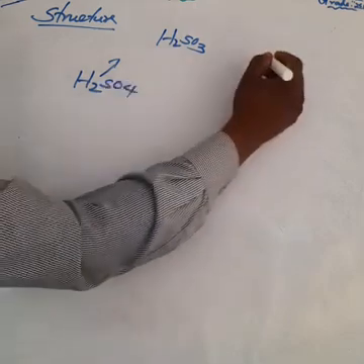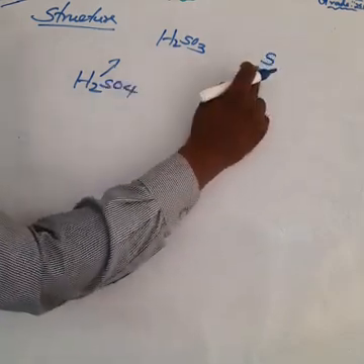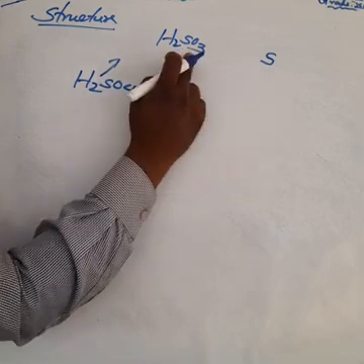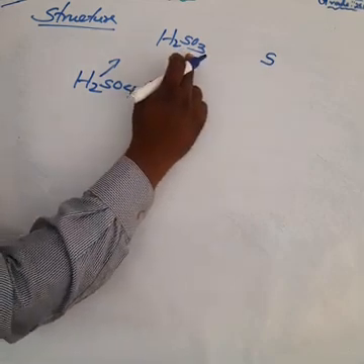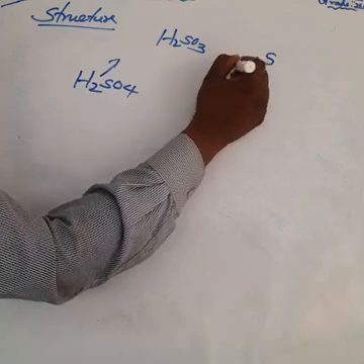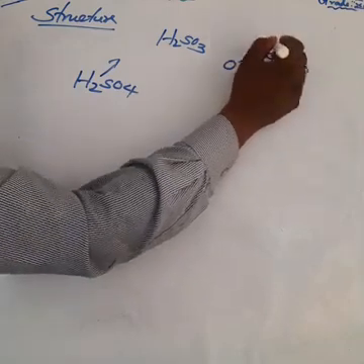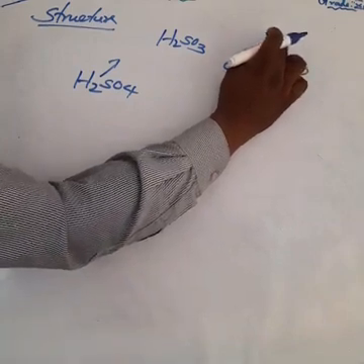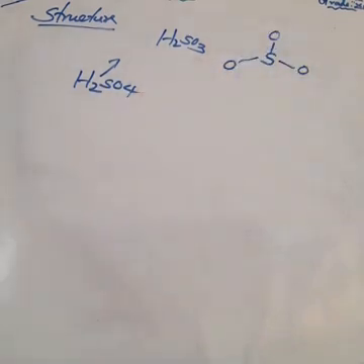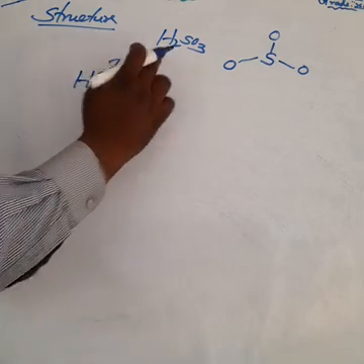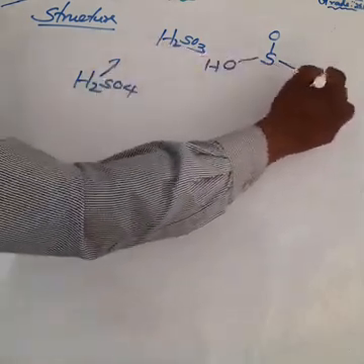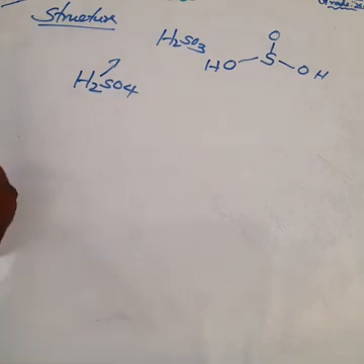How much sulfur is there? One sulfur. So make it the center, one sulfur. Then how much oxygen is there? Three oxygen. So sulfur is surrounded by three oxygen atoms. Left side one oxygen atom, right side one oxygen atom, upper side one oxygen atom. So three oxygen is over. Next, how much hydrogen is there? Two hydrogen. So left side one hydrogen atom, right side one hydrogen atom.